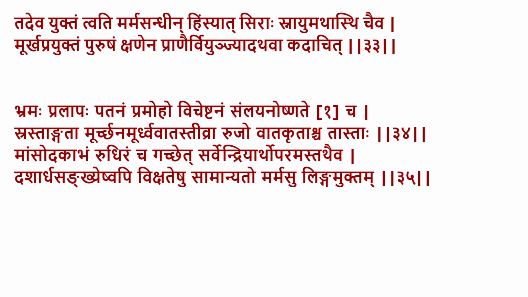Tadeva yuktam tu atimarma sandhin himsyat siraha snayimata atha asti chaiva. Murkha prayuktam purusham kshanena prani vijyat athava kadachita. Now this Ugra Vishaykulam is about Tiriyak yoga, wrong techniques. Those who do not have the proper techniques should be avoided, and they can kill people. Whereas in Ati yoga, the person is considered Murkha, an ignorant person, and he can even damage or produce fatal complications, and such a person also has to be avoided.